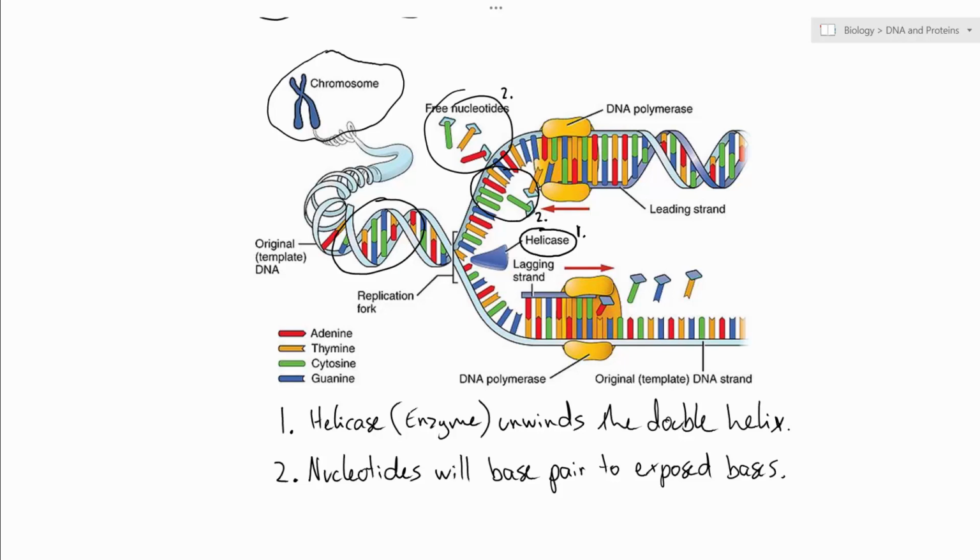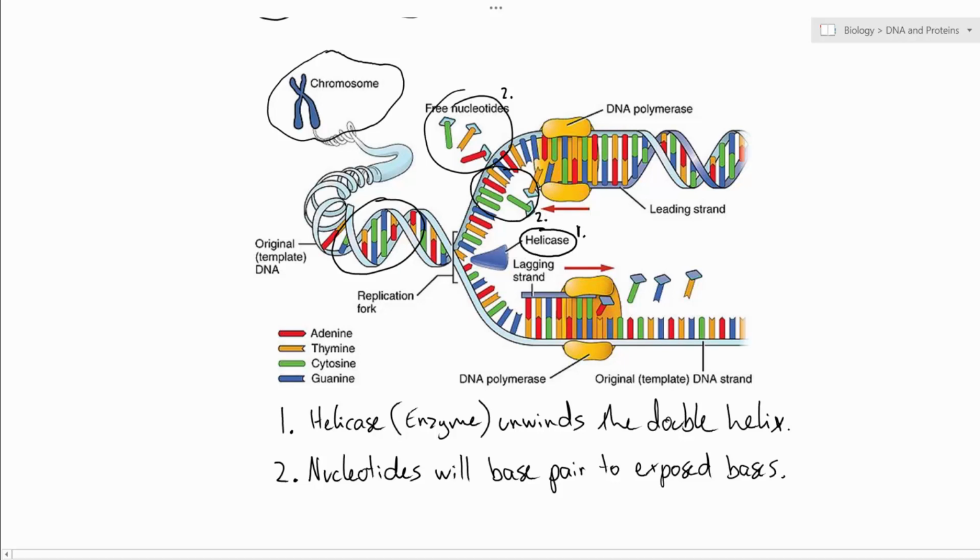So these will line up. These free nucleotides will be floating around in the inside of the cell, the internal environment, and when we get helicase unraveling the DNA, or unzipping the DNA, and bases are exposed on each strand, then free nucleotides will come along and pair via hydrogen bonds to the particular base that they want to pair with.